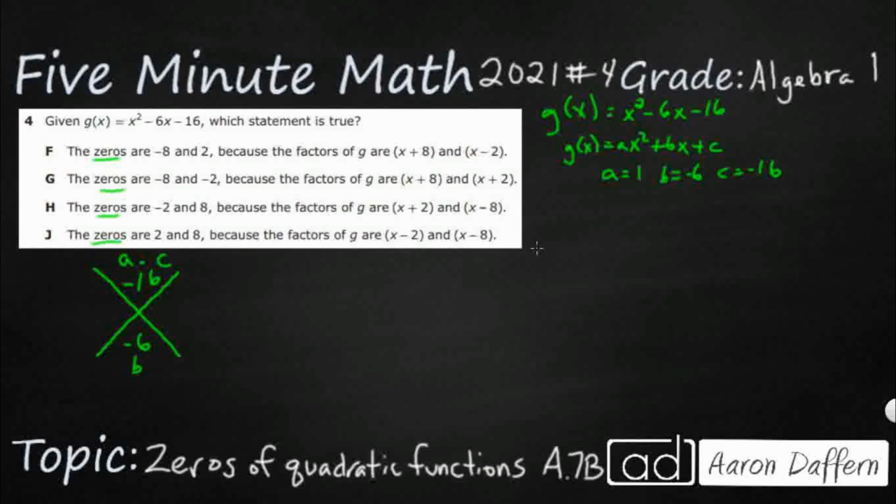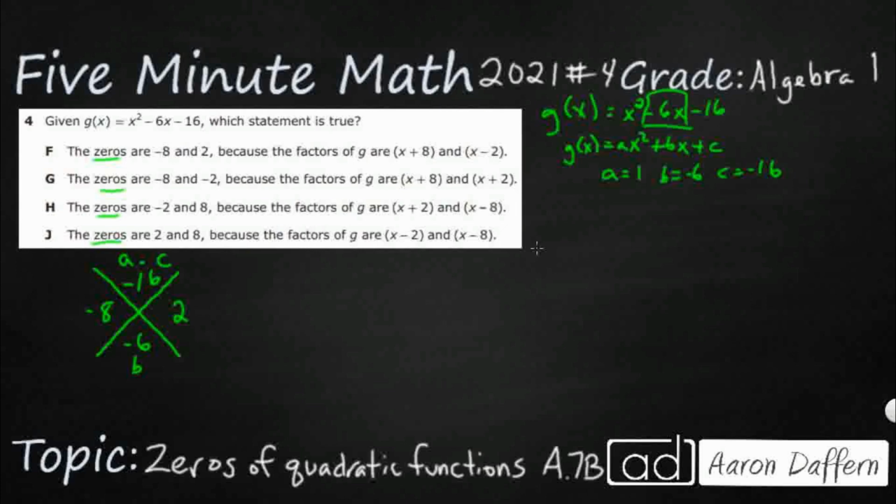And this is where you need to think, what are the factors of 16? Right, 1 times 16, 2 times 8, 4 times 4. And which of those pairs could add up to negative 6? I'm thinking we need negative 8 and positive 2. Because negative 8, positive 2, if you add them, that makes negative 6. If you multiply them, you get negative 16. That's what you need.